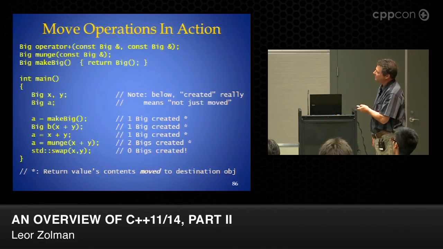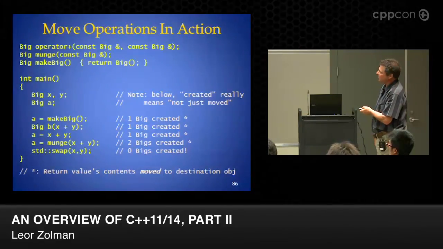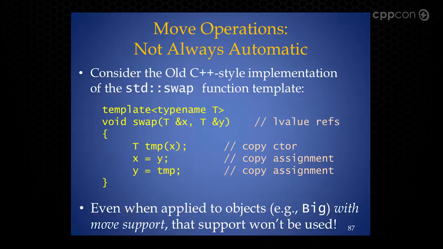So make big, at most is going to be 1. The addition and assignment is at most 1. Munge is still going to be 2 because it's munging the result of an addition. So the addition has one object that's created, and then munging itself, because it's doing a transformation and returning by value, is going to be potentially a second. So yes, there will be 2 created here. You can't do anything about it. Swap, when properly implemented, will have 0 objects actually created. It's just going to be exchanging guts.